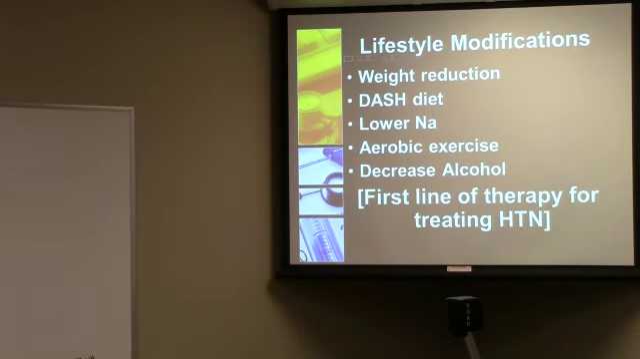Lifestyle modifications. This is basically the opposite of your risk factors. So weight reduction, diet, the diet approved to treat hypertension, eating more leafy green vegetables, avoid the salt, etc. Aerobic exercise, decrease alcohol, but the most important thing is this is the first line therapy for treating hypertension. So a patient has high blood pressure. The first thing is lifestyle modifications. The second thing is going to be drugs. But number one is going to be lifestyle modifications.